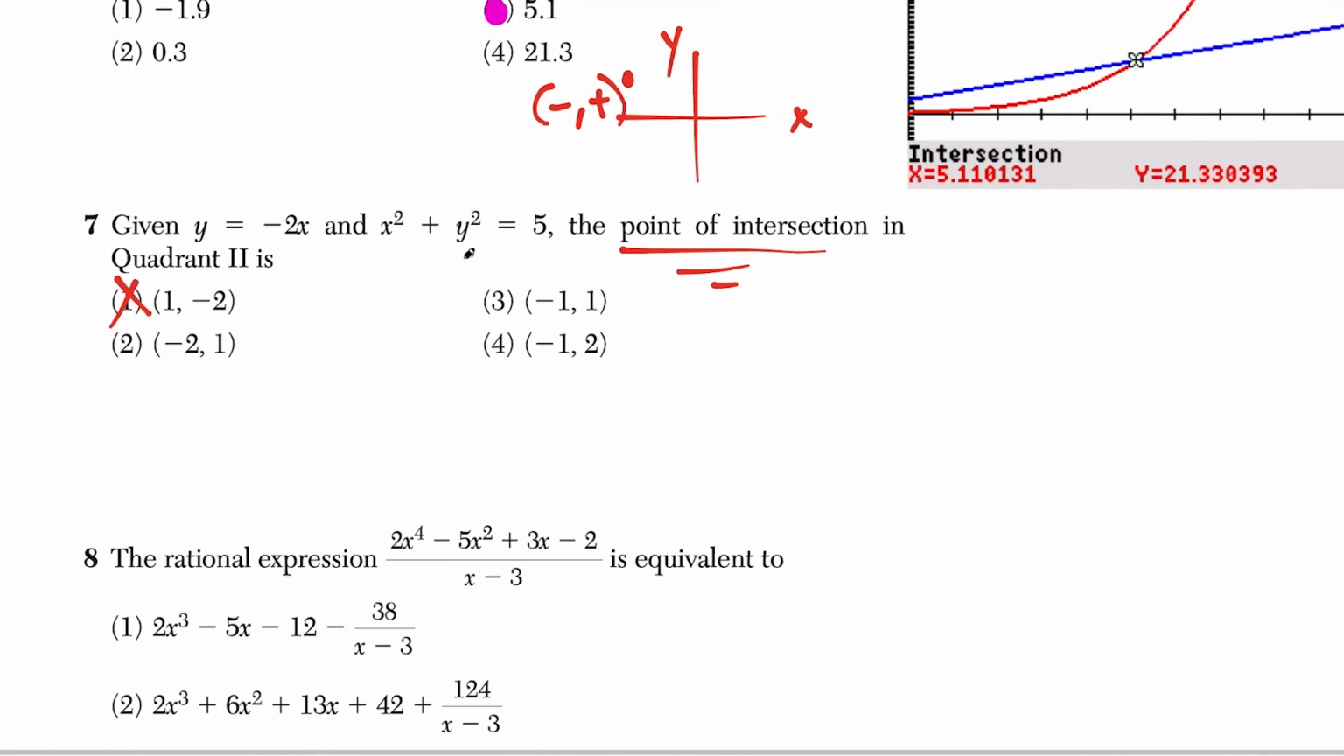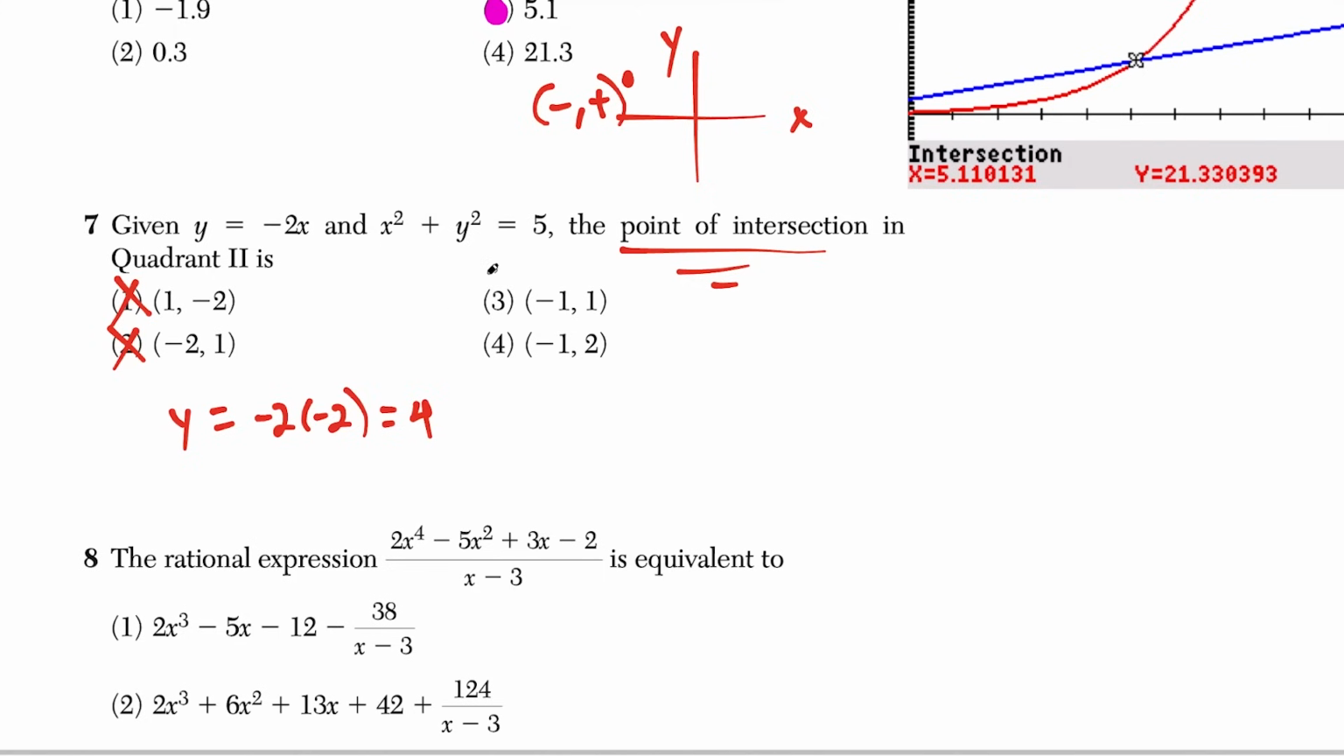Now, the quickest way to get through this would be to just plug these points into both equations and see which one satisfies both equations. So let's say I plug in choice 2 into the first equation. If I do y equals negative 2 times x, x is negative 2, negative 2 times negative 2 is positive 4, but the y value is 1, not 4. So that's why this point is not going to be a point of intersection between both of these equations, or the graphs of these equations.